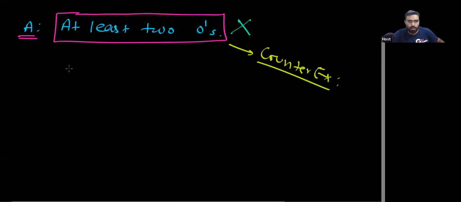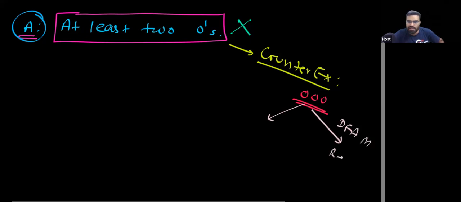For example, if this is your option A, then what will be the counter example? The counter example will be 000. According to option A, this should be accepted, but this DFA will reject it. Yes or no? Option A accepts it, but the DFA rejects it. So this is the counter example.